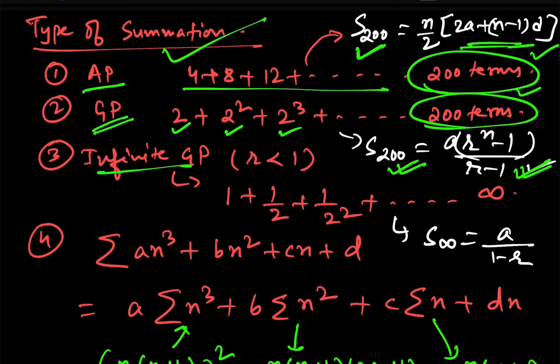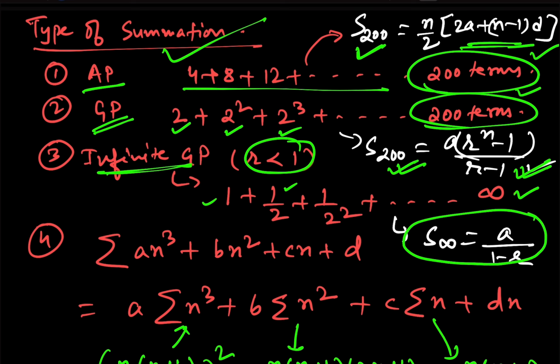So the third is the infinite GP, where r is less than 1. Here the common ratio is 1/2 and the first term is 1, and it goes till infinity. It is calculated by this formula: S infinity is equal to a divided by 1 minus r. Like these three, we have seen in the earlier videos. Now let's see three or four more different types of summation series.